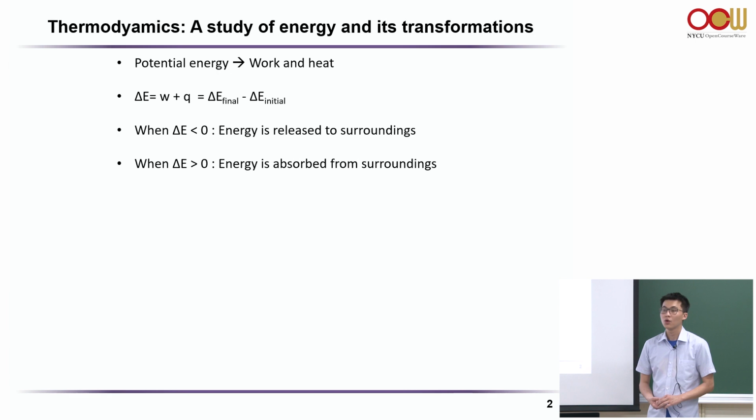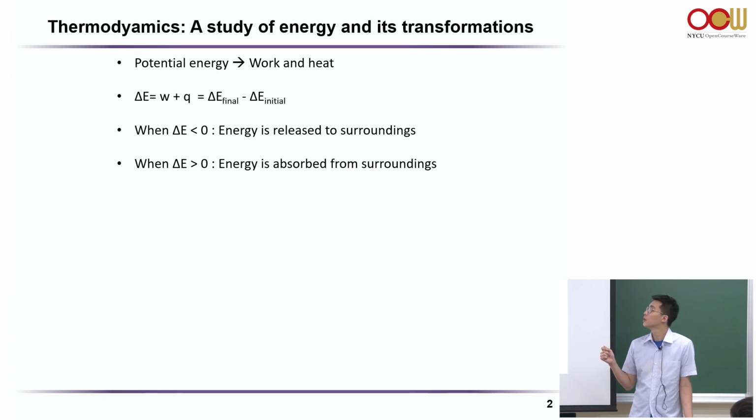So we know whether a reaction is endothermic or exothermic based on the sign of our delta H, the change in enthalpy, okay? When we talk about thermodynamics, you can think of the potential energy changing into kinetic energy. But in the sense of a chemical system, we will look into what's called internal energy. Okay, so that contains the work part and also the heat part.